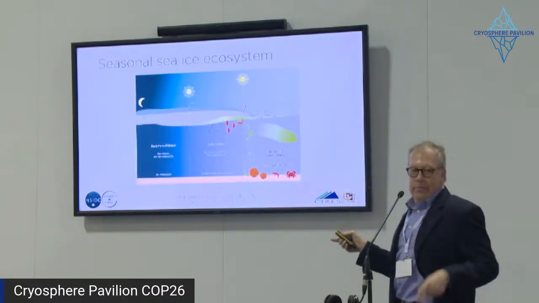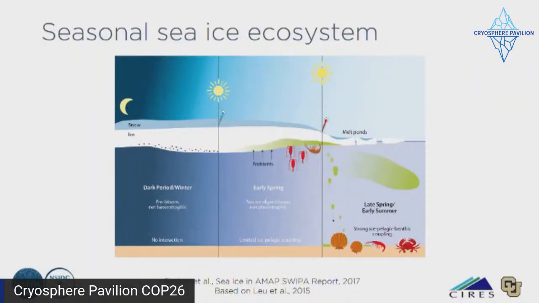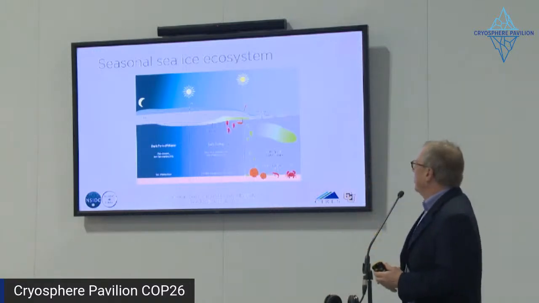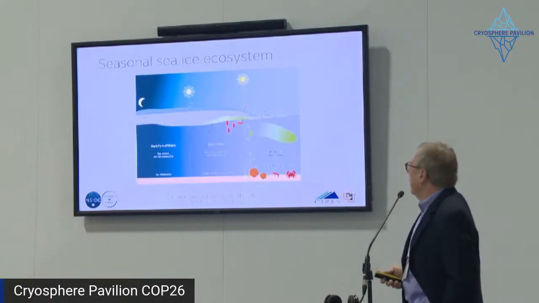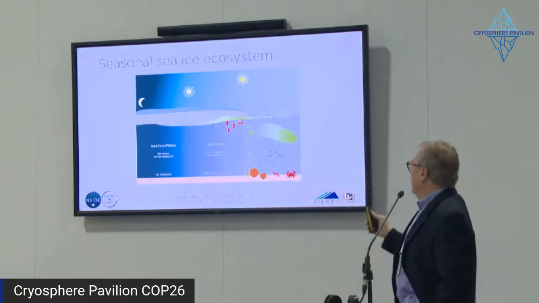This is kind of a similar figure, although not as complete and as detailed as Helen's here. But one thing that shows the seasonal evolution. It goes from the dark winter period where there's not much going on into the early spring. The ice is still there. You get the under ice blooms that start to get the activity going into springtime. And then as the ice goes away, you get the late spring, early summer blooms with the open water. And you get this strong coupling, particularly with the bottom feeding organisms.